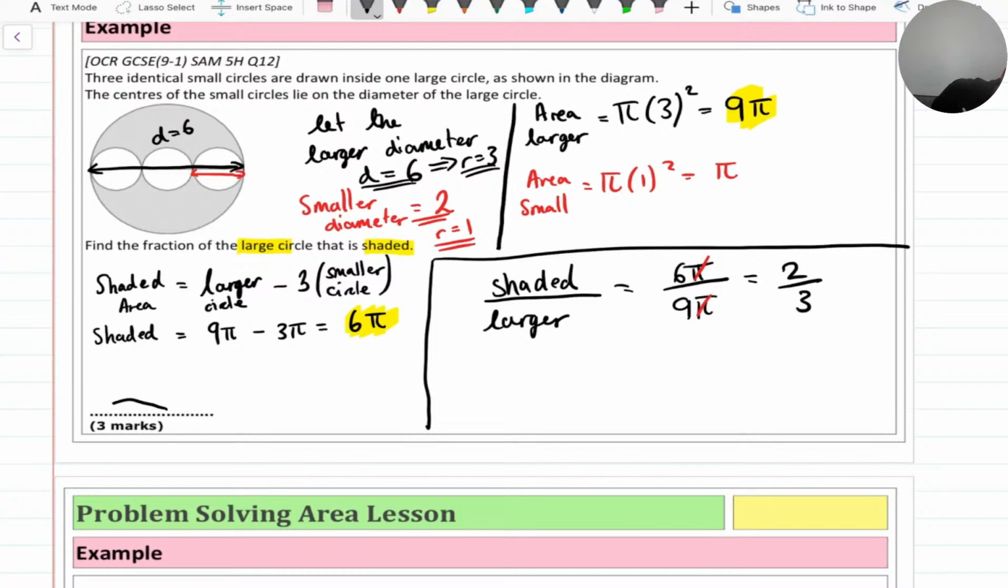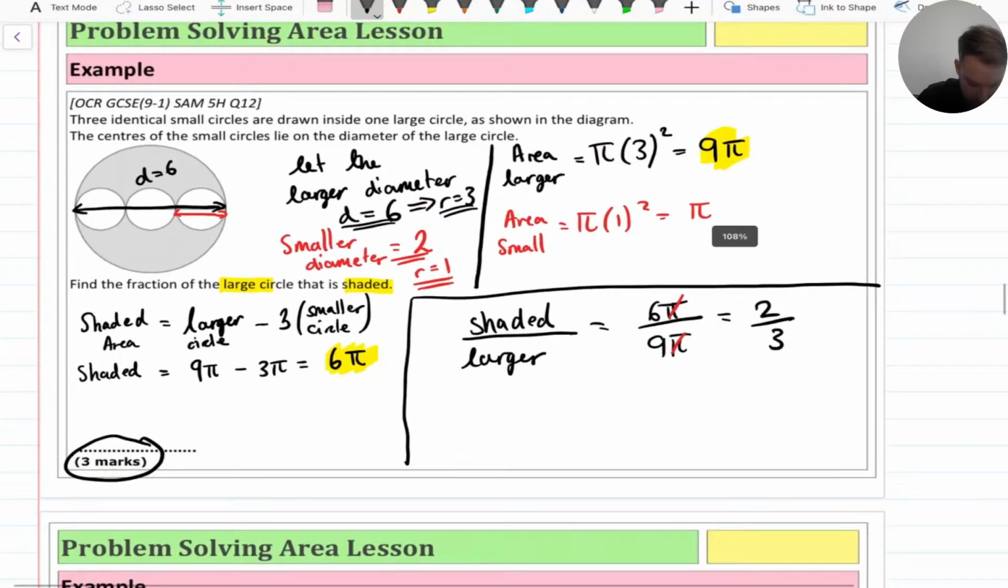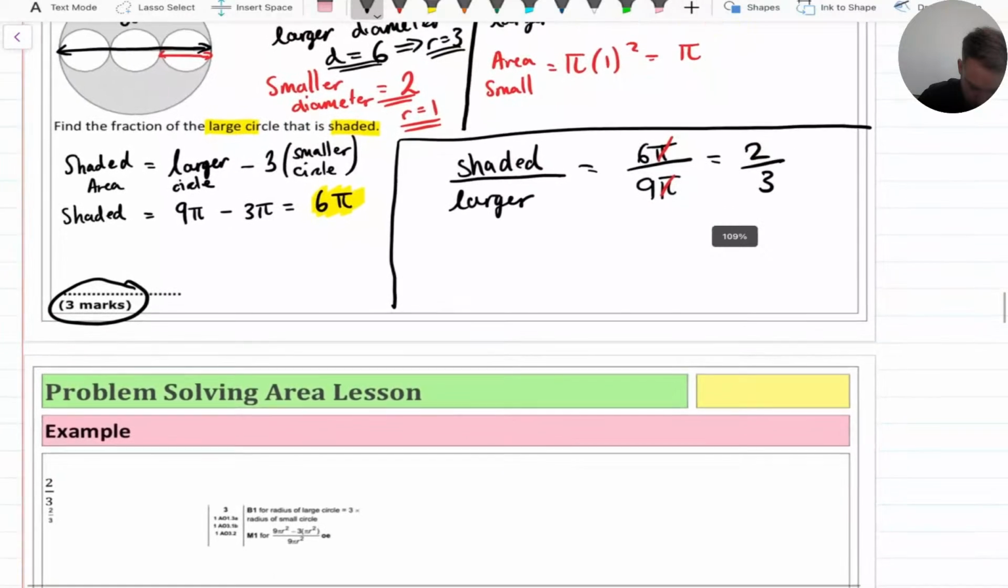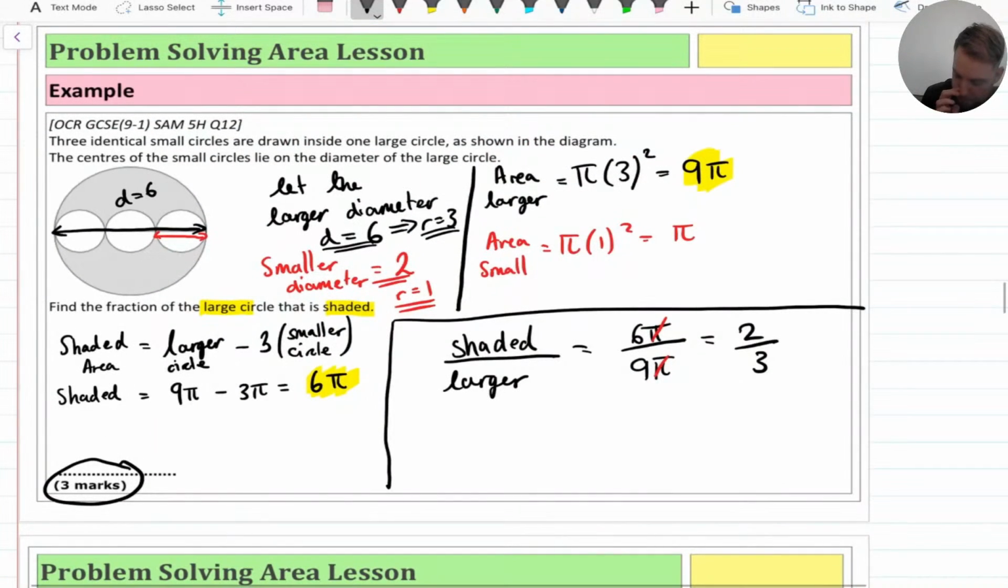3 marks for that. It comes up on the higher paper. It's tricky, that one. Check that answer: 2 over 3. Yeah, it is. Super.